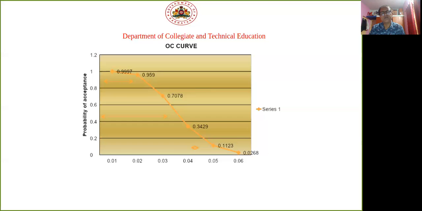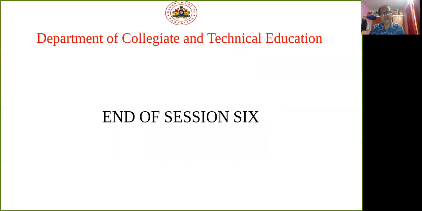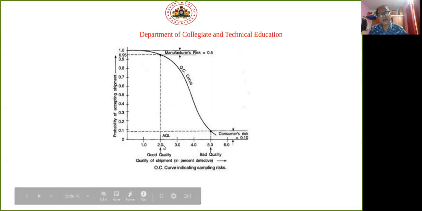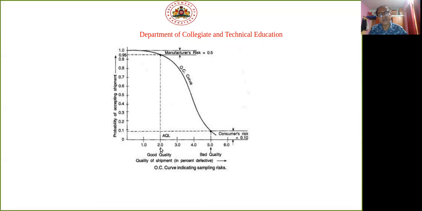Once again, in this session I have covered some of the problems on the basis of calculations, and some of the problems by using the tabular column. See here, the manufacturer's risk is 0.05, and the consumer's risk is 0.01, at AQL 2%. You can see AQL is 2%, as has been given.